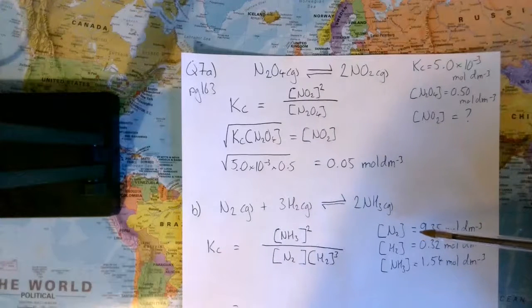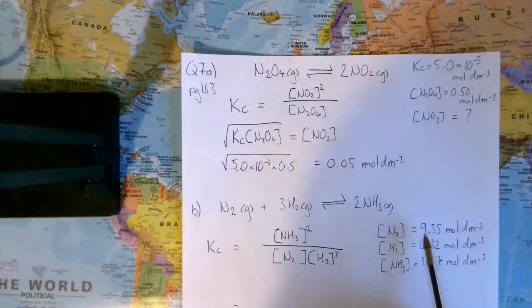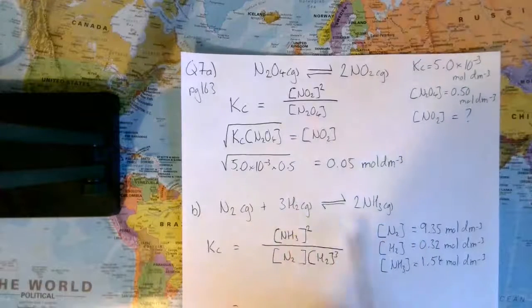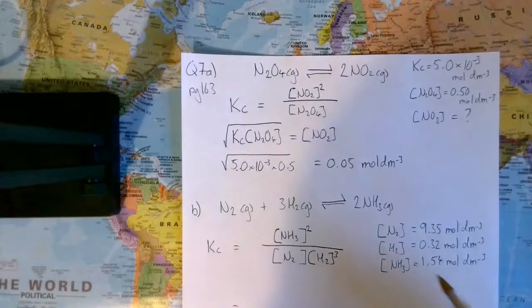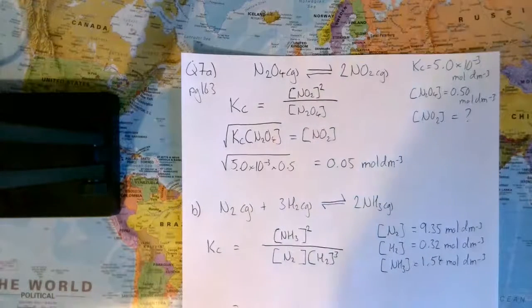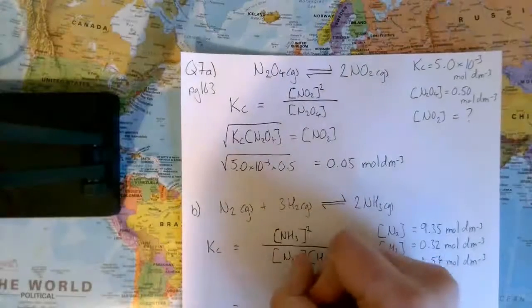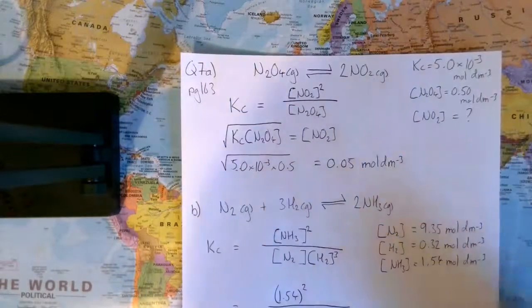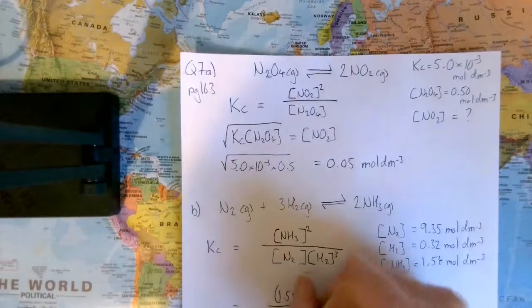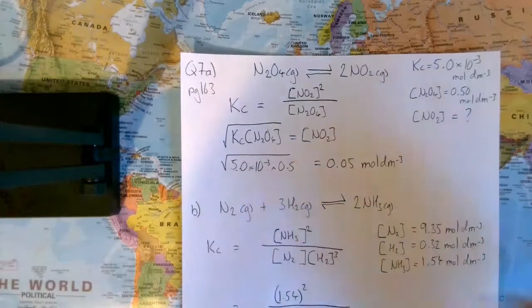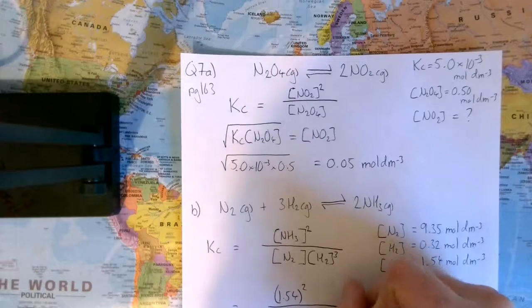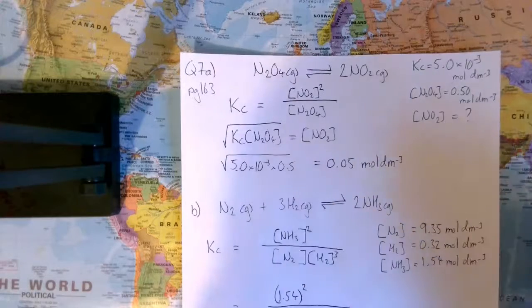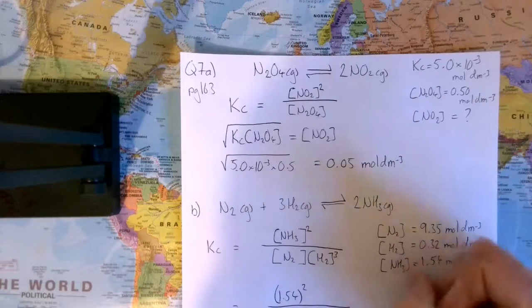Please be careful when you do questions like this. Make sure you don't just start putting the first value into the first place. Really make sure you put them in exactly where they're meant to go. I've seen so many needless marks dropped over the years. So the concentration of ammonia is 1.54. Going to square that, and then we're going to divide it by the nitrogen's concentration, and then by the concentration of hydrogen.